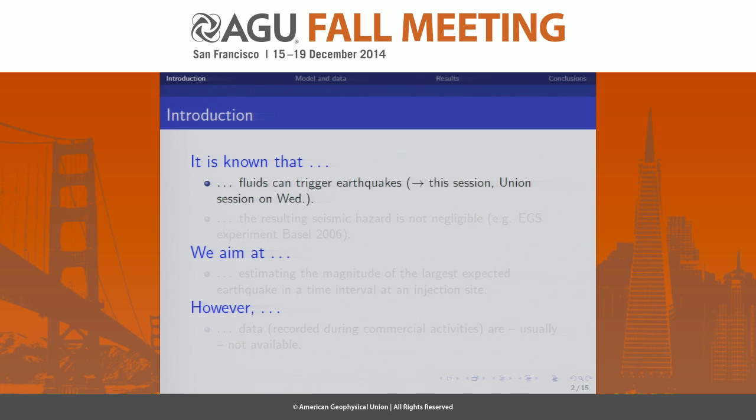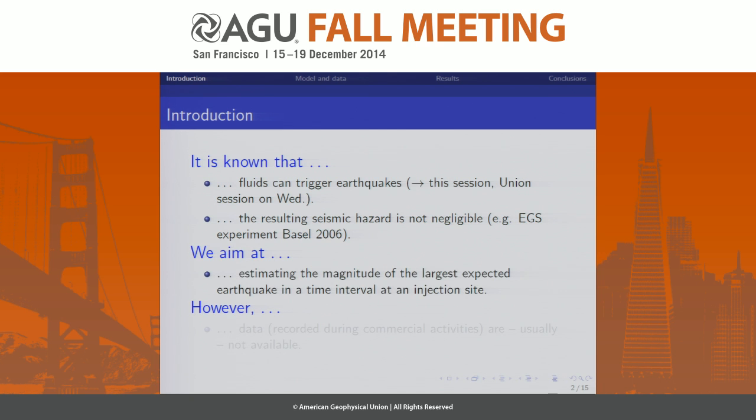Okay. So it is well known that fluids can trigger earthquakes. This is more or less the topic of this session here and also of the union session on Wednesday. We also know that at least in some cases the resulting seismic hazard cannot be neglected. For example, we have seen the EGS experiment in Basel 2006, which has been mentioned several times here in this session.